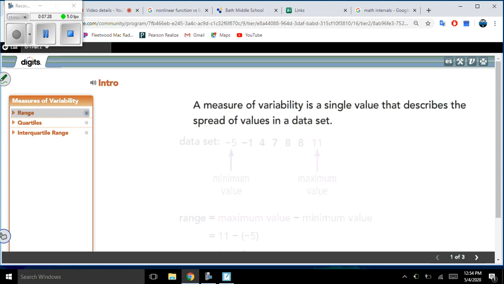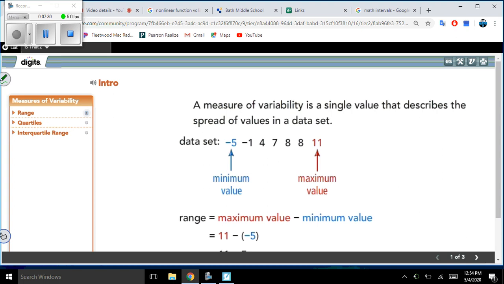Okay, so if we take a look, the range is simply going to be the biggest point given to you minus the smallest point given to you. So the max value minus the minimum value, and in this case, and this is not always going to be the case, it happens to be the first and the last number.